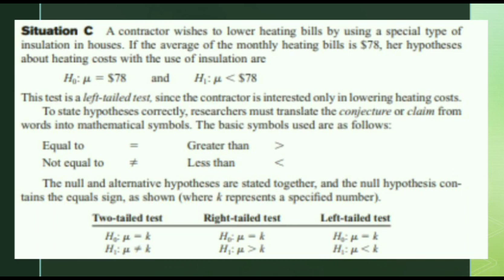Right-tailed test is when the alternative hypothesis is greater than. Left-tailed test is when the alternative hypothesis is less than.